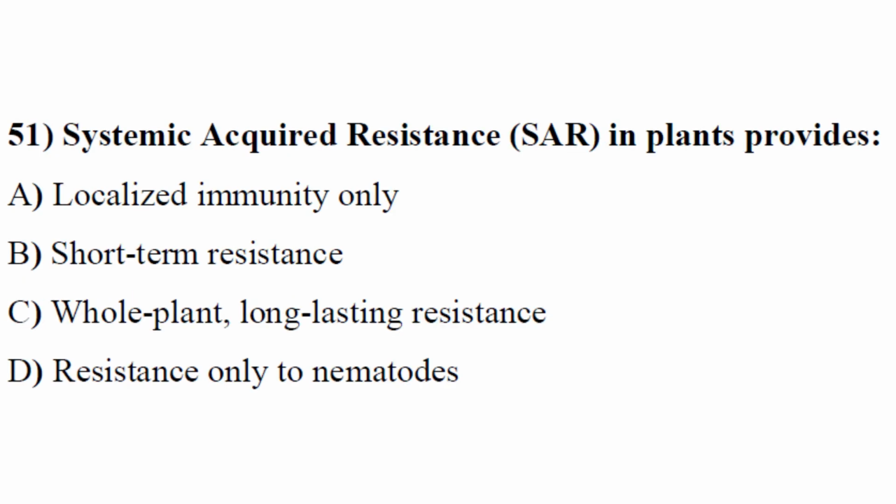51. Systemic acquired resistance, SAR, in plants provides: A. Localized immunity only. B. Short-term resistance. C. Whole plant, long-lasting resistance. D. Resistance only to nematodes. Answer: C. Whole plant, long-lasting resistance.